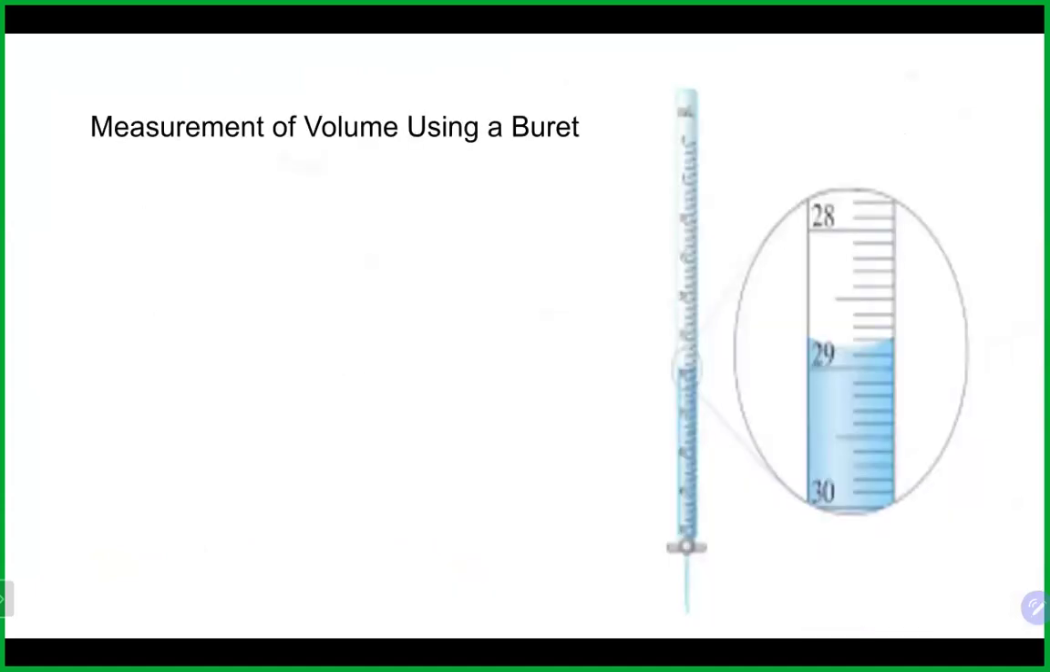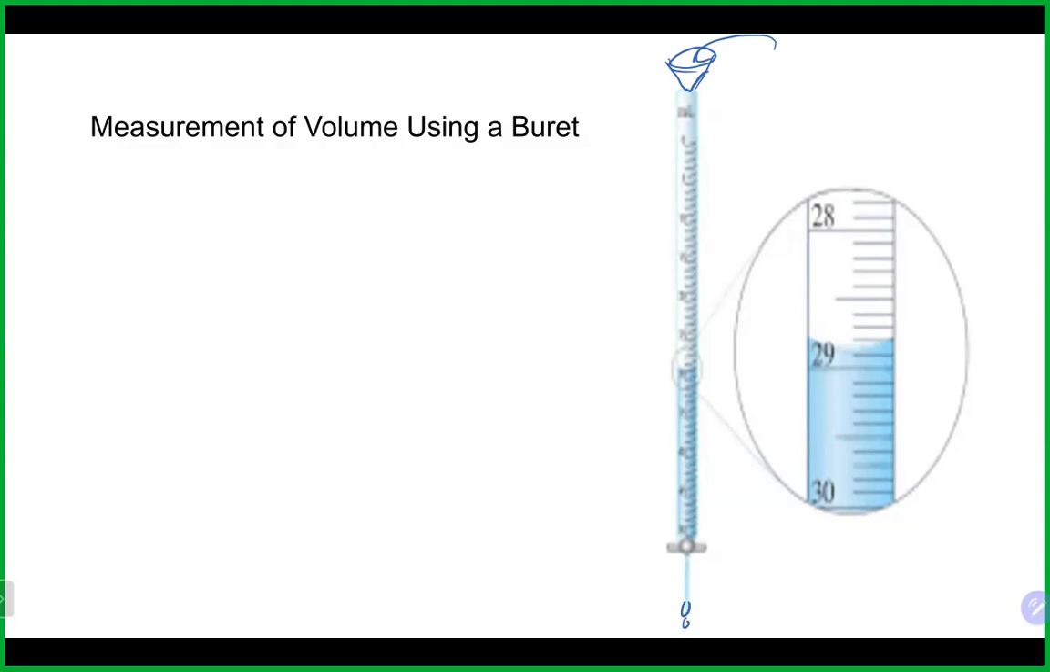Now, another very common piece of equipment that we use in chemistry, and you'll use in all the rest of your chemistry classes as well, is what's known as a burette. A burette is really a device that's used to deliver a very accurate amount of volume. It is a little different in terms of how we read it and how the scale is. When we use a burette, we fill it from the top, using a funnel, and it comes out the bottom.